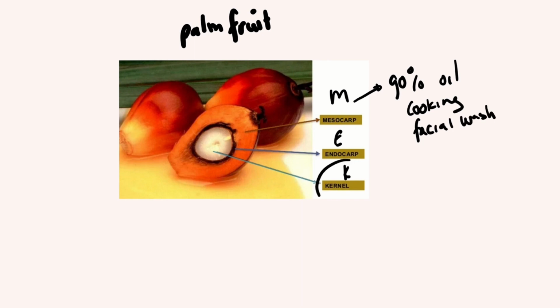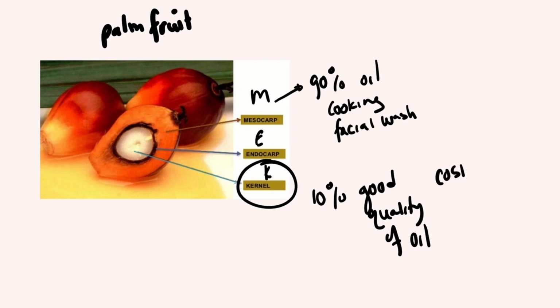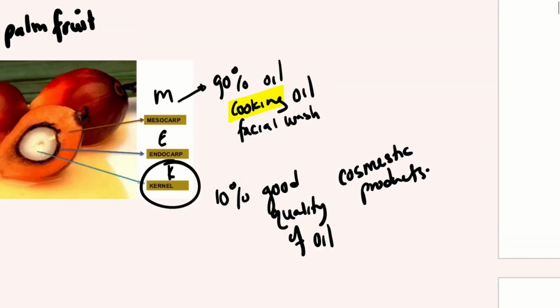All right, please remember the kernel produces 10% of good quality oil, and this oil is used to make cosmetic products. Okay, please remember cosmetic products. All right, please remember all these, very important for your exam. Okay, this one is cooking oil. All right, we move on to the next question.